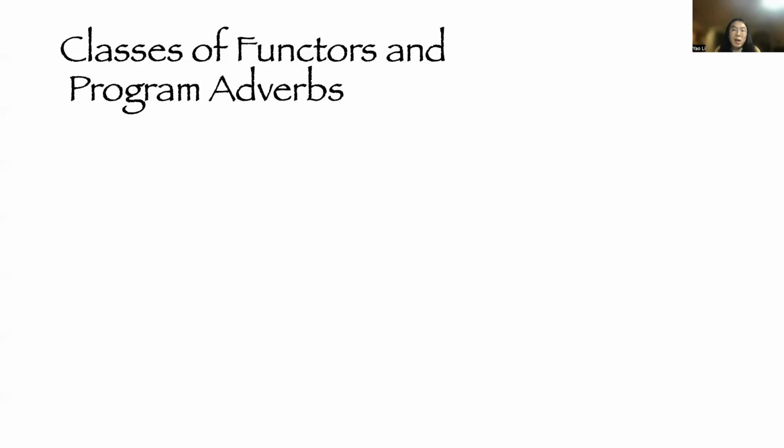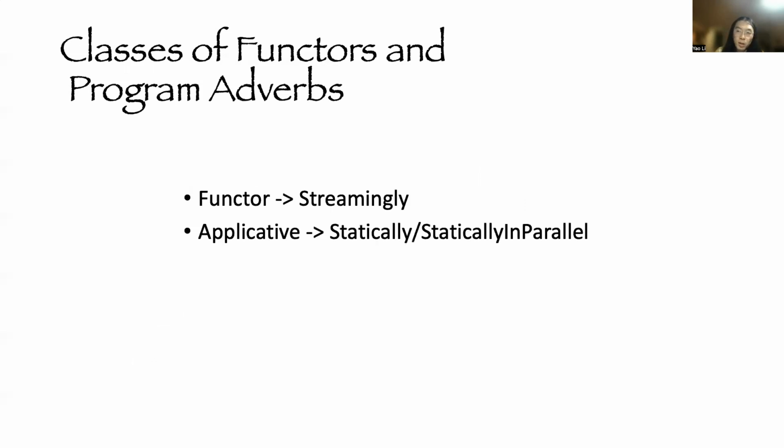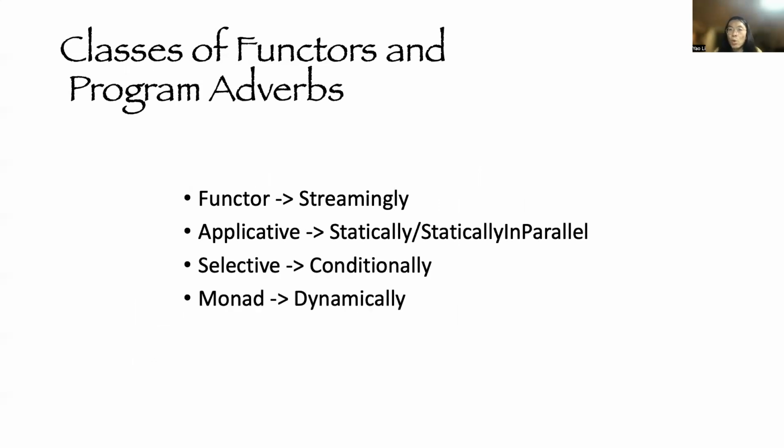So how do we find other program adverbs? It turns out we can derive many program adverbs by reifying the many classes of functors that are commonly used in Haskell, such as functors, applicative functors, which we have shown earlier, selective applicative functors, and monads. We give a name in adverbial form for each of them, as shown on the screen.